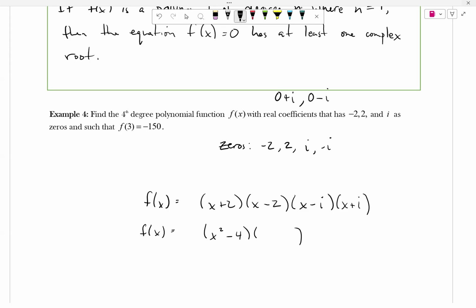Neighbor, what are those last two factors when you multiply them out? Just the last two factors. At least what are those last two factors multiplied out?